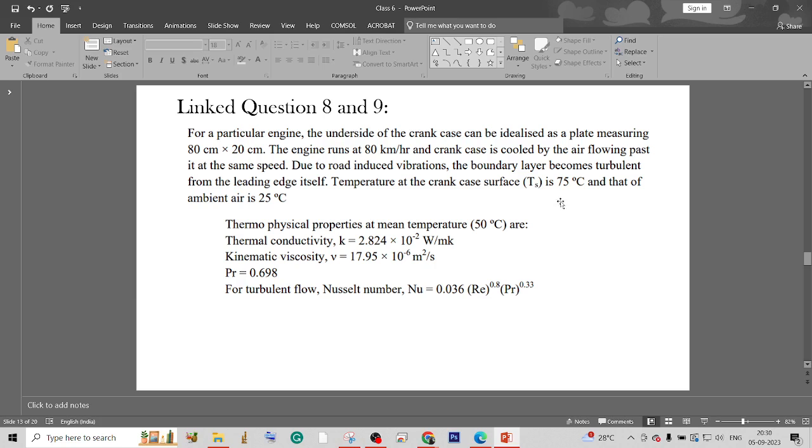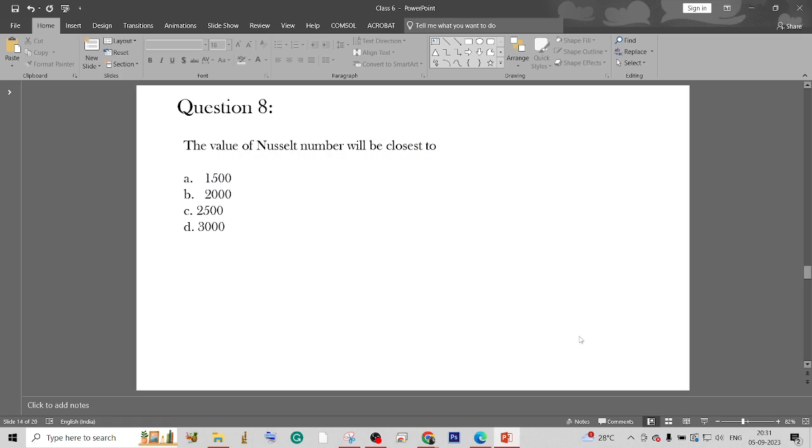So here, simply leave everything else. One plate is given, and this is the flow over a plate, and the dimensions of the plate are given, and the velocity at which the fluid flows is 80 kilometer per hour, because it is said that air is flowing at the same speed. Now, the temperature of the surface is given as 75, and the ambient is given as 25, and all the other things are also given here.